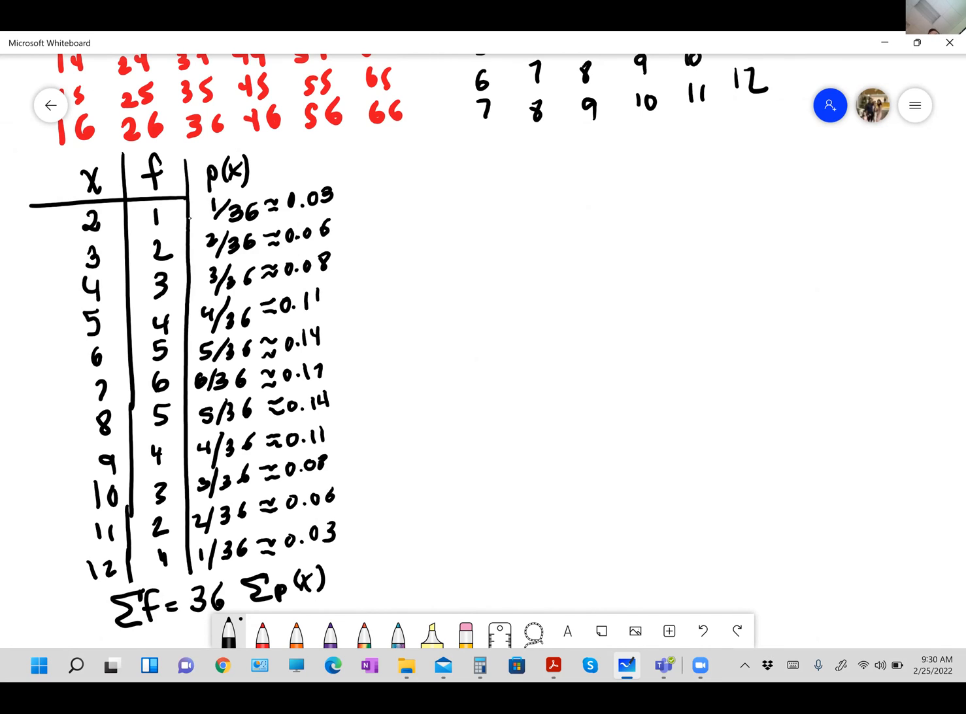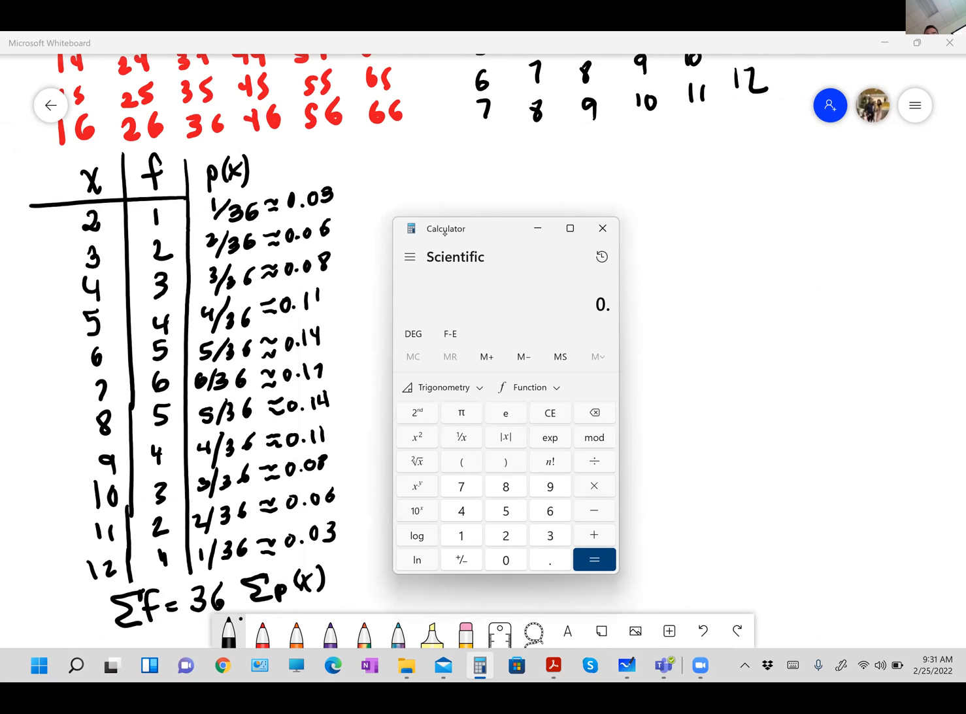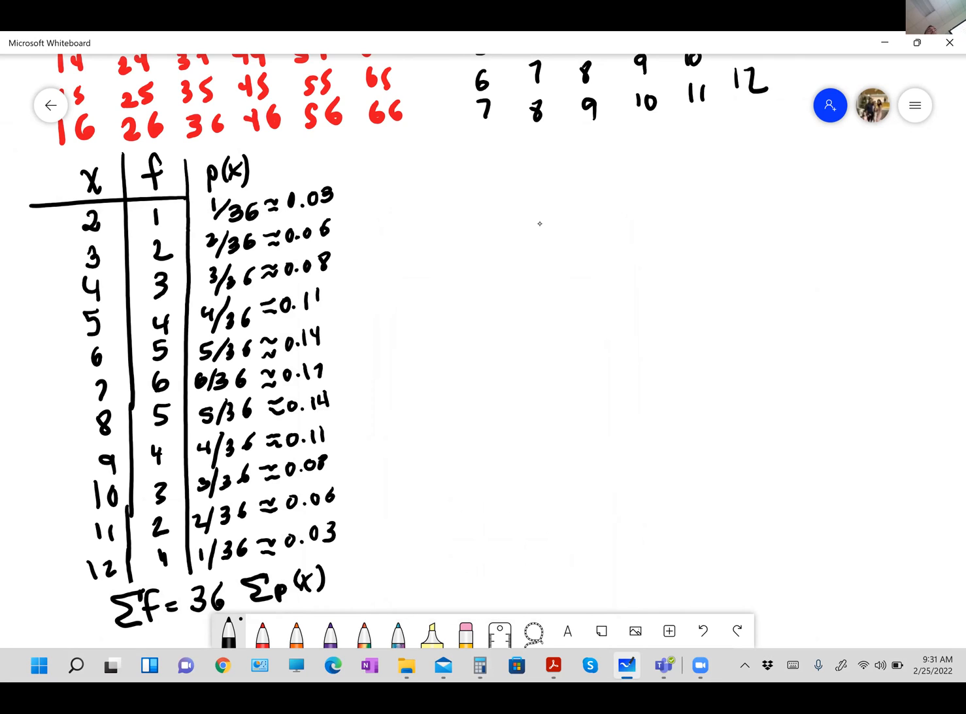It should add up to 1. I don't know if it does. I don't feel like doing it, but I'll do it, sort of. Now, sometimes it doesn't add up to exactly 1, but it'll be 0.99 or 1.01. It depends how you round it and how many decimal places there were.